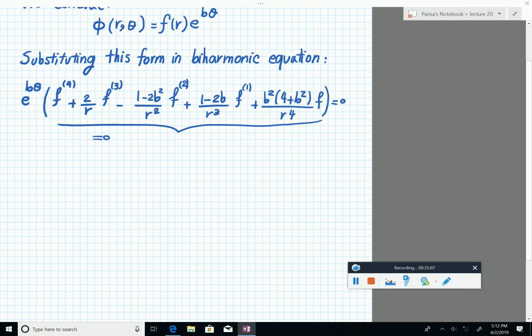Now, can we readily solve this? What's the problem? The coefficients are not constant. Does everyone see that? Because there is r in it. So it's a little bit complicated. What should I do?